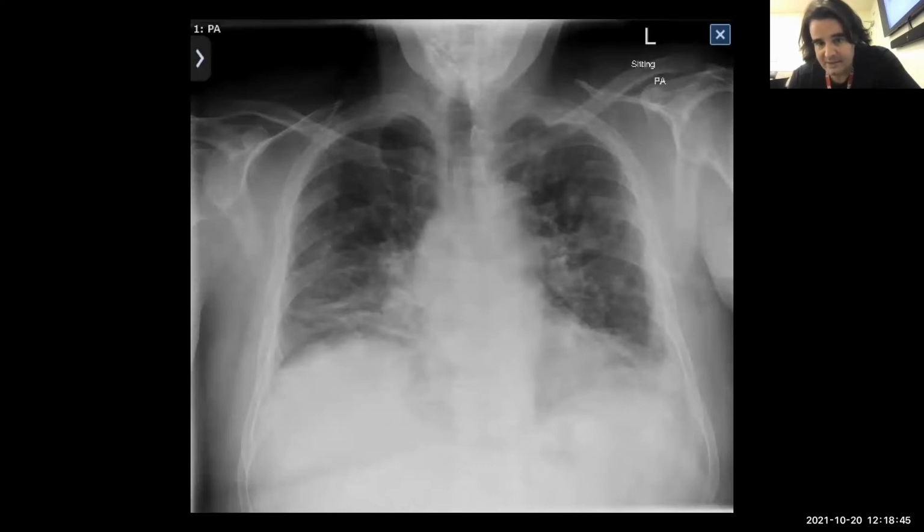Here's his X-ray. Okay, and I don't know if anyone wants to make a comment on the X-ray, if there's any particular remarkable findings.